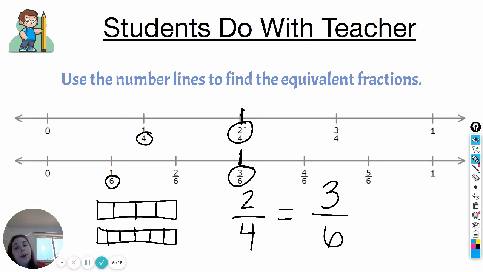If you're looking at your fraction strip, you'd see that 2/4, or 2 out of 4 pieces, and 3/6, 3 out of 6 pieces, come to the same spot. They are equivalent. Okay, let's take a look at another example.